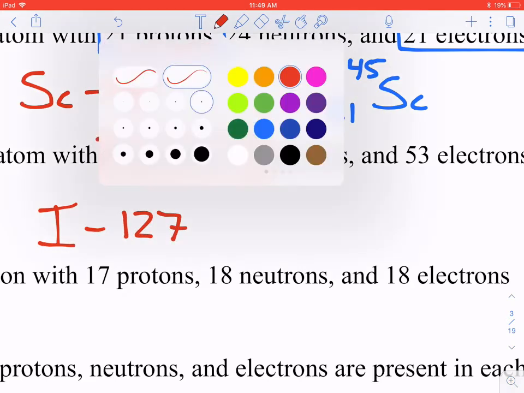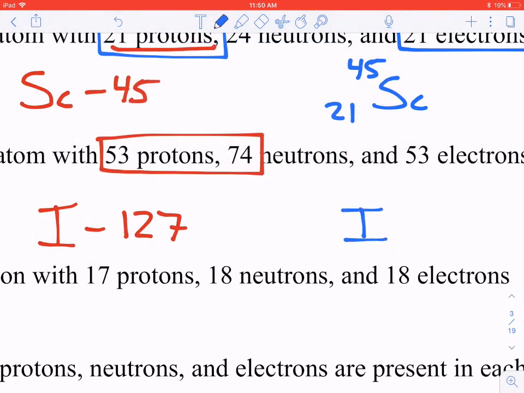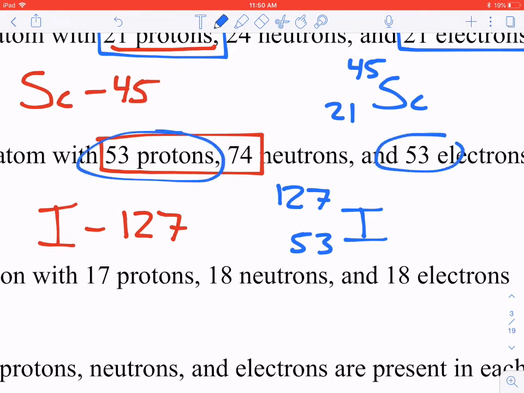The other way of writing this, of course, is in our notation where we put iodine here. We put the 127 mass number up in the upper left, and we put the atomic number 53 down in the lower left. Now again, we have equal numbers of protons and equal numbers of electrons, so that means that we have a neutral atom, so we're not going to put a charge up here. We're just going to leave this blank.